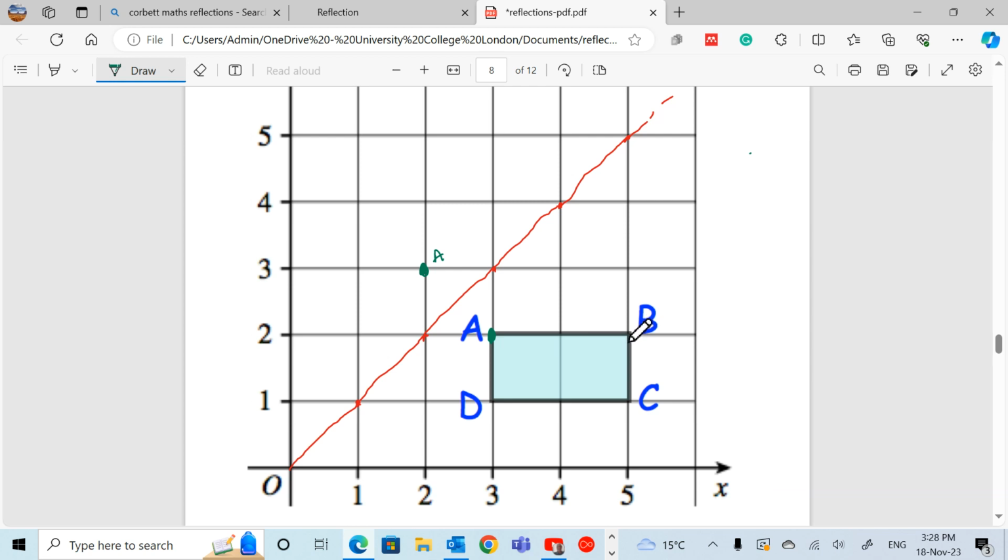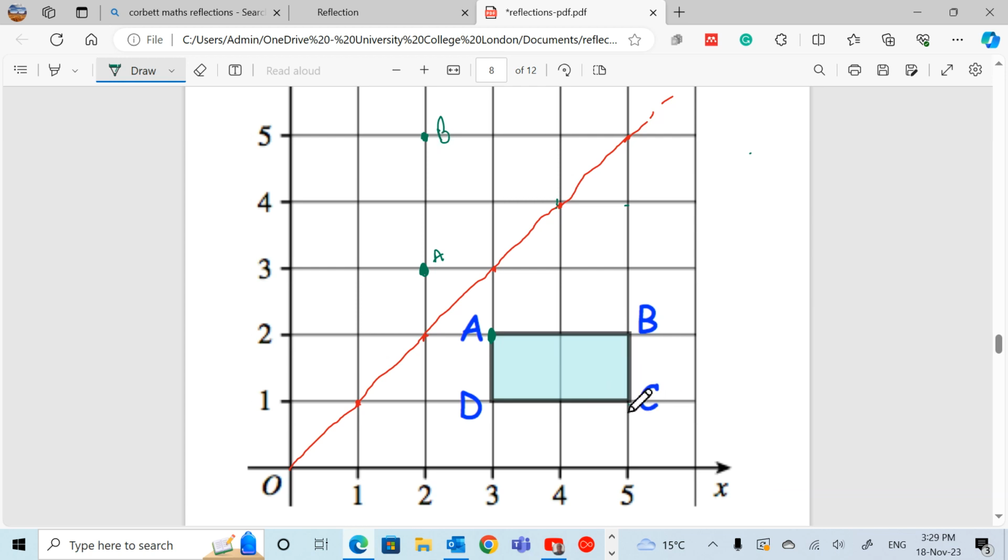Point B is actually 2 squares up and 1 square across. So again, 2 squares up and 1 square across to the mirror line. So it's going to be 2 squares up from point A, and this will be your new point B. Okay, or you could do it diagonally. It's 1.5 squares to the mirror line here, and 1.5 squares on the other side of the mirror line. Either or.